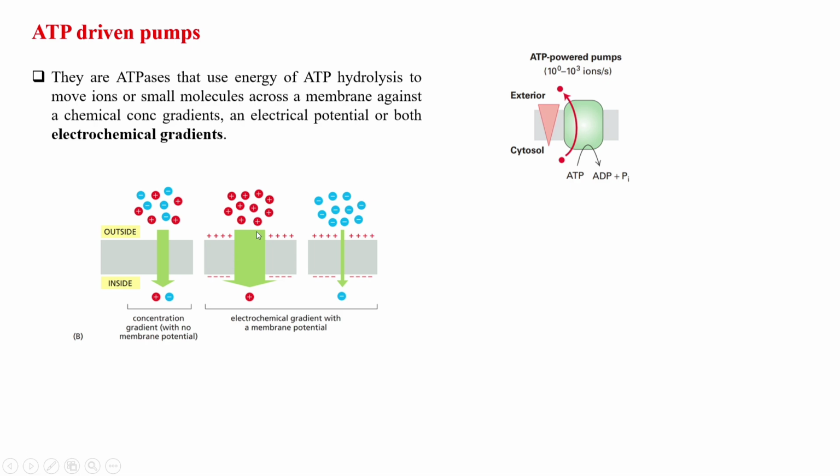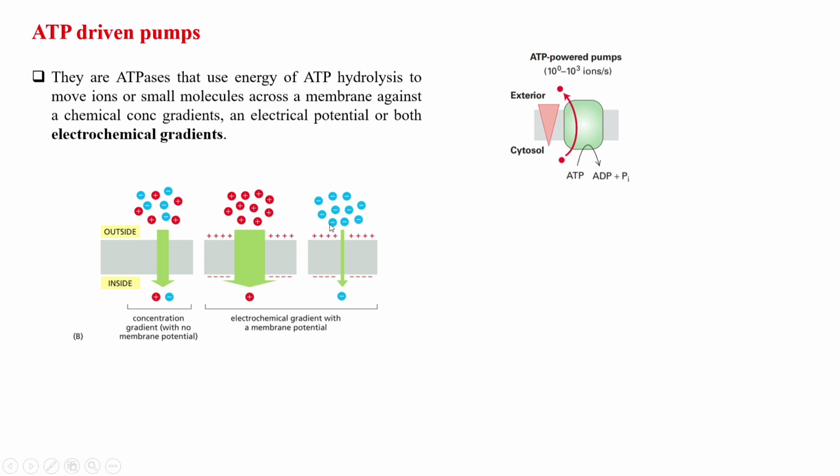But here electric potential also adds a factor. Generally the outside of the plasma membrane is positively charged and inside is negatively charged. So this also favors the movement of positive ions inside the cells, and that's why the thickness of this arrow is more than with only the chemical concentration gradient. That means this is the electrochemical gradient, and it adds to the ion motive force of the ions.